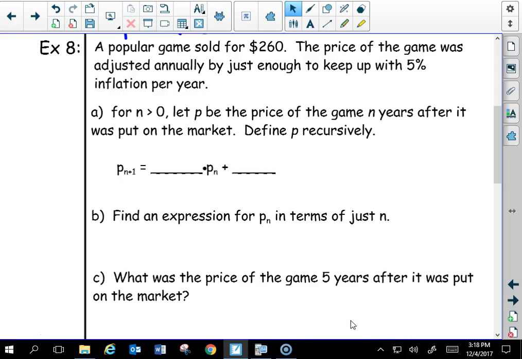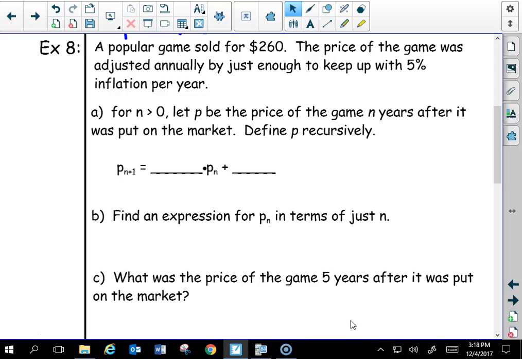Okay, so a popular game sold for $260. The price of the game was adjusted annually by just enough to keep up with the 5% inflation each year. For n greater than 0, let p be the price of the game n years after it was put on the market. Define p recursively.